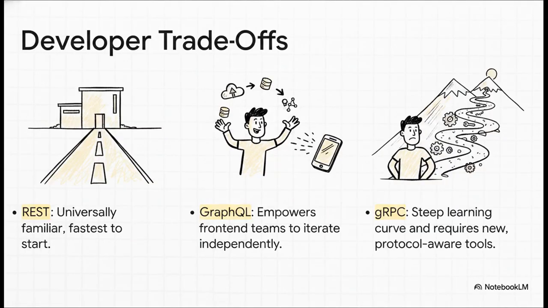So yeah, it really comes down to trade-offs, doesn't it? REST has the huge advantage of being familiar to practically everyone. GraphQL is amazing for front-end teams. It gives them this incredible freedom to just grab the data they need and innovate without begging the back-end team for changes. But then there's gRPC, and that steep learning curve, especially around tooling, is its Achilles heel.